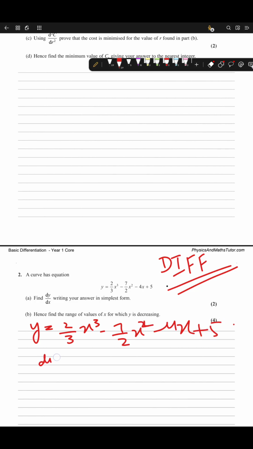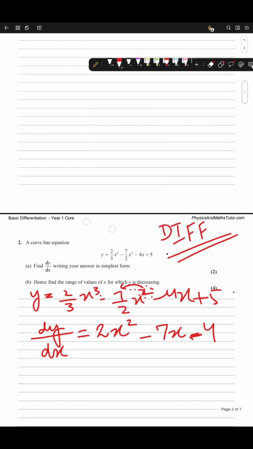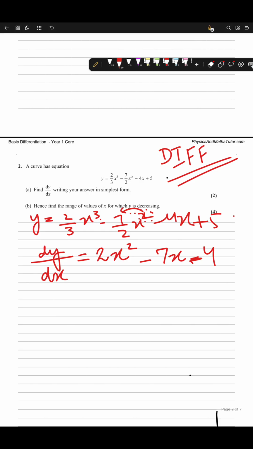To find the differentials, all you need to do is use the basic rule. So 3 times 2 over 3 is simply going to be 2 into x, and then from the power just subtract 1, so it's left with 2. Minus, do the same over here, this power will multiply this number, so it's going to become 7 into x, minus 4x, 4 will be left once the power is subtracted. Now once you have this differential, that's the simplest form.